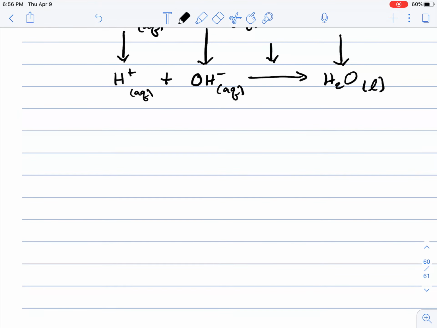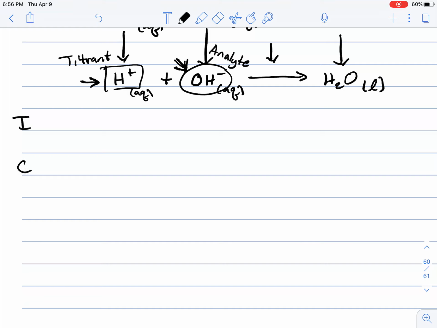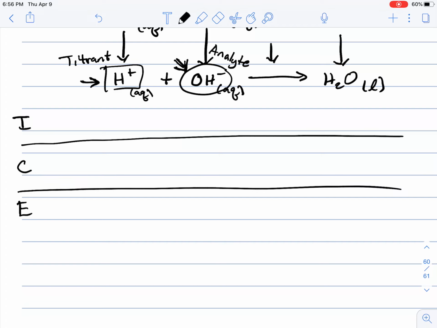And so since we added this H+, which was our titrant, to this hydroxide, which is our analyte, we know that some amount of the titrant is going to react with the analyte. And we want to know how much remains after the reaction occurred. So we can go ahead and set up an ice table to quantify this change.